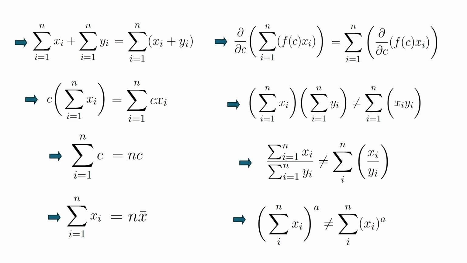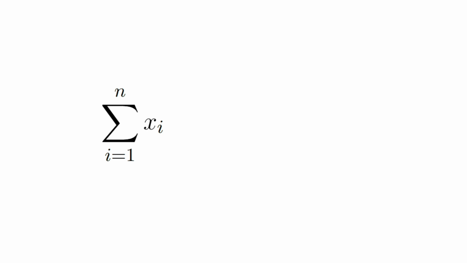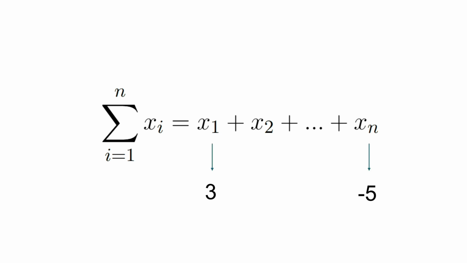Okay, let's first briefly talk about the summation in its most basic form. Here, you see a notation involving summation. So this notation means that we'll be adding a sequence of xi's starting from i equals 1 all the way up to i equals n. In other words, this notation is equal to this sum where you simply add n number of xi's. So as an example, x1 can equal 3, and the last term, xn, can be equal to -5.